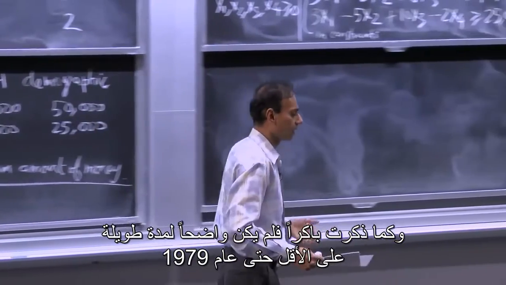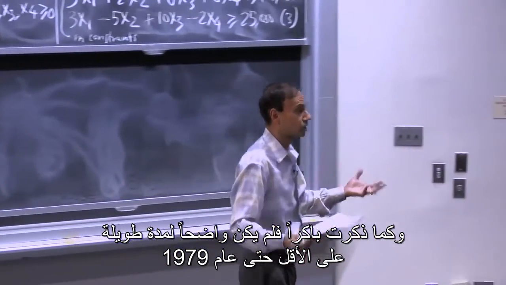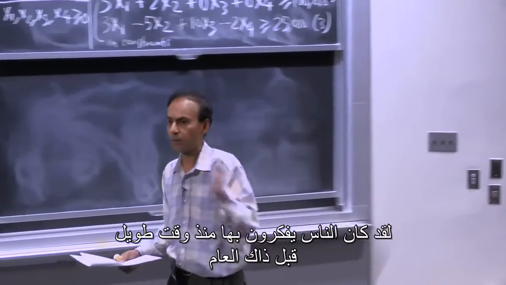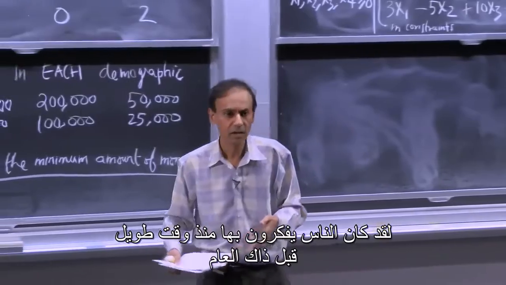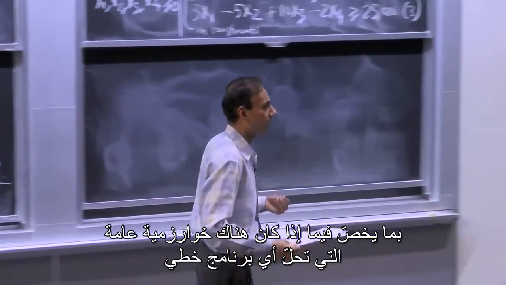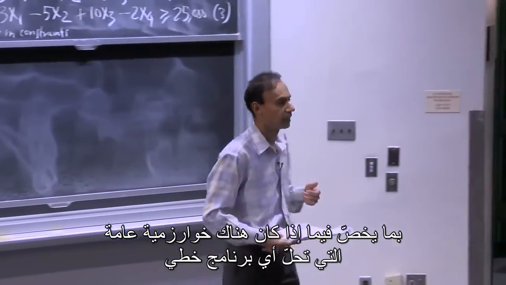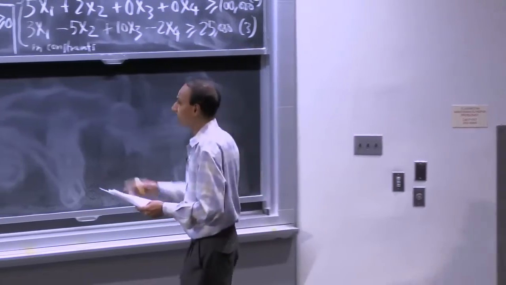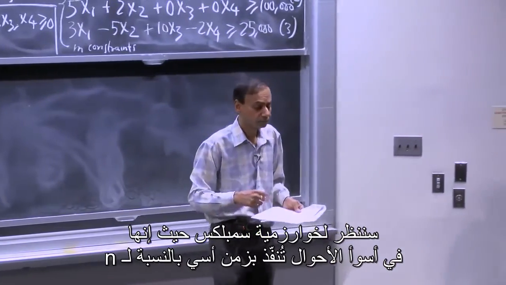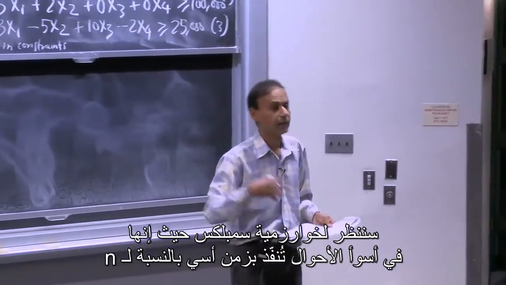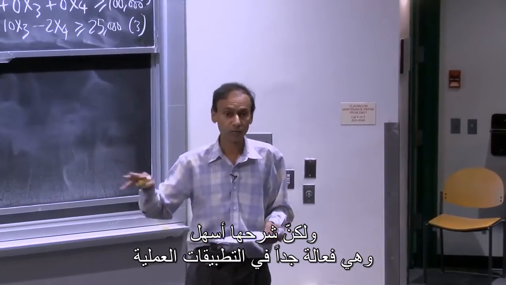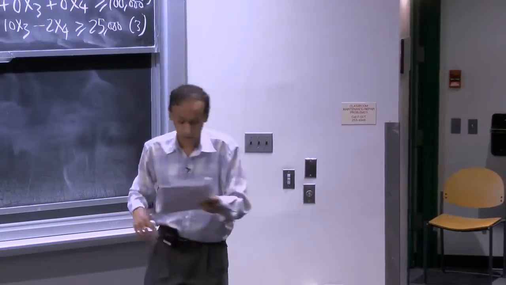And as I mentioned early on, it was unclear for the longest time, well, at least until 1979, but people had been thinking about it for a long time before that, as to whether there was a general algorithm that would solve any linear program in time polynomial in n. And that was resolved in 79 by Khachiyan. We'll look at an algorithm, simplex, that in the worst case runs exponential in n, but is simpler to describe and is very efficient in practice.